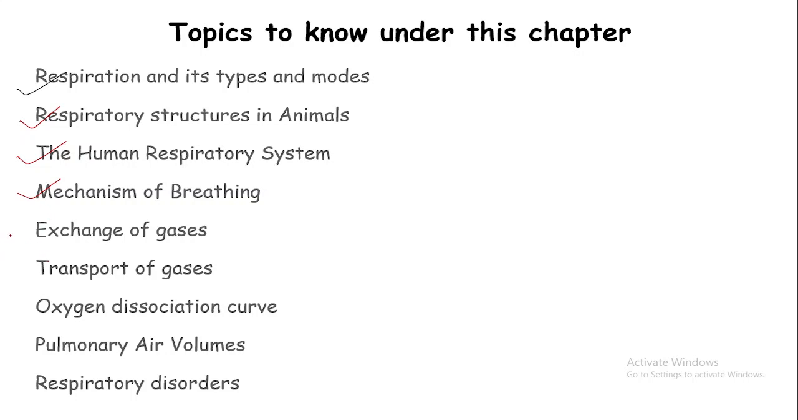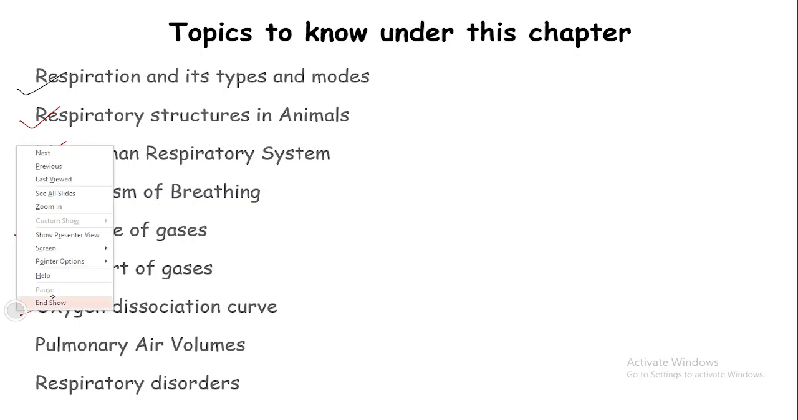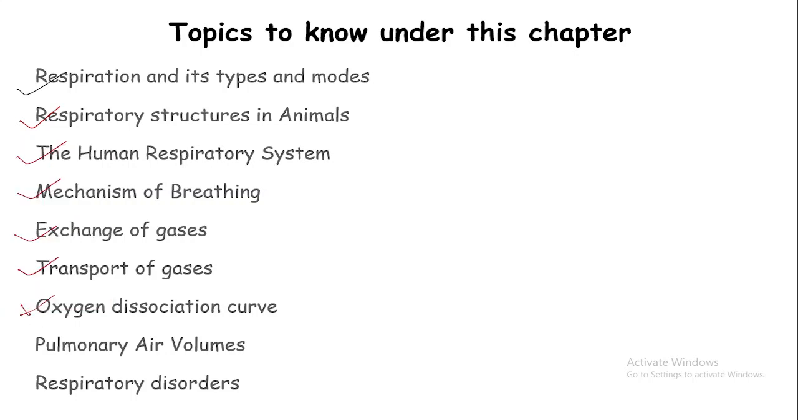Next is the exchange of gases. This is the physiology part. Whatever air we take in during breathing, what role does it play in our body? How does the gaseous state of it travel throughout the body? All of that we shall be studying here. How does it get exchanged and then travel throughout the body? That part will be covered in transport of gases as well. There is a very important concept called the oxygen dissociation curve. This concept is a really important part of this chapter, which is an extension of transport of gases.